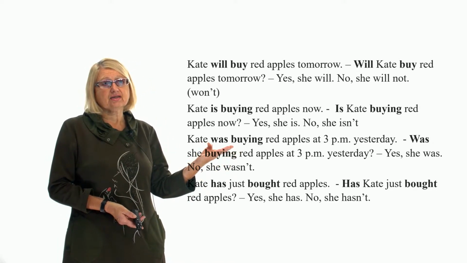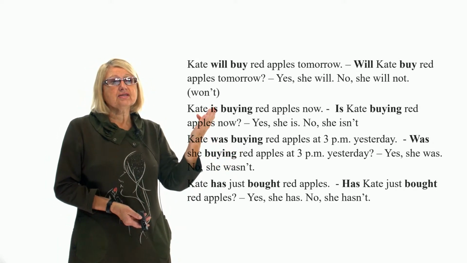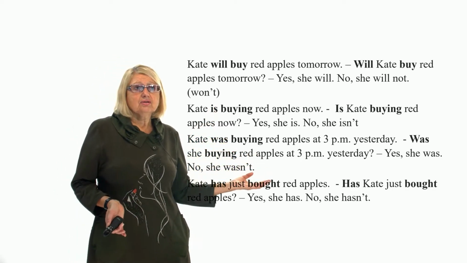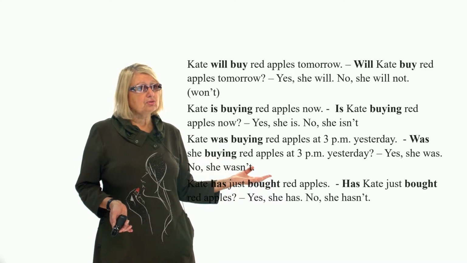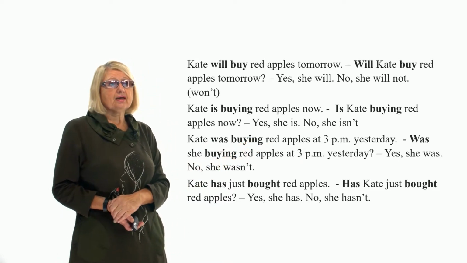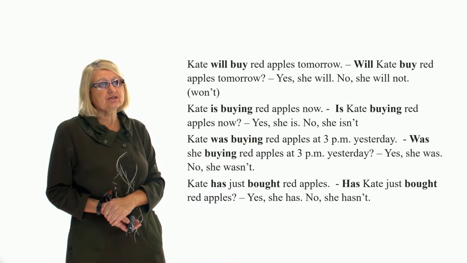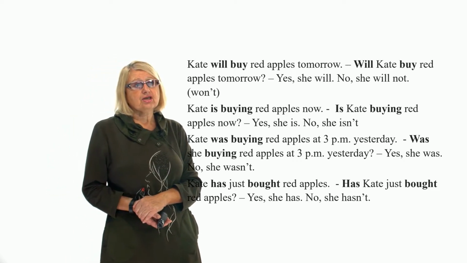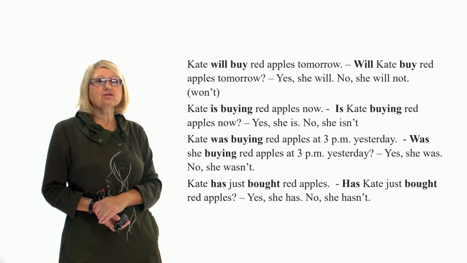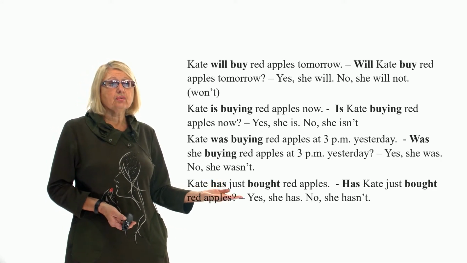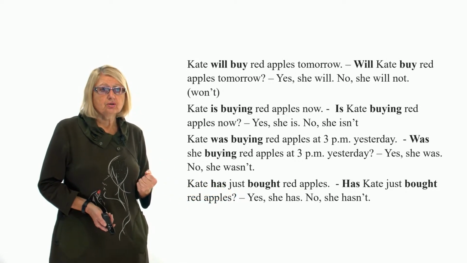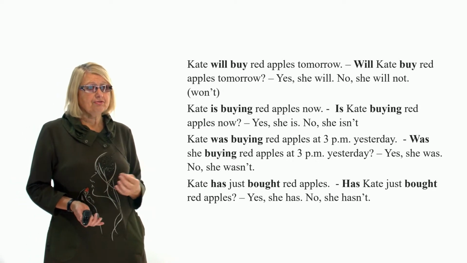Here is past continuous. In past continuous, the auxiliary verb stands in past form, but we know that we may use it to put a question. Kate was buying red apples at 3 p.m. yesterday. Was she buying red apples at 3 p.m. yesterday? Yes, she was. No, she wasn't. And here we have present perfect. In perfect, we have the auxiliary verb have or has.